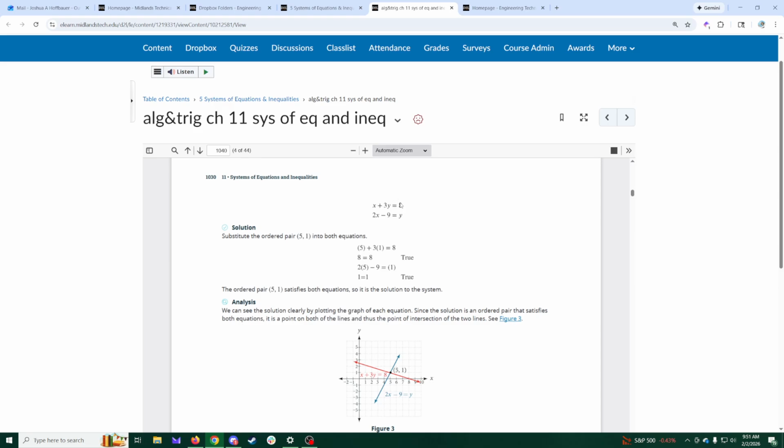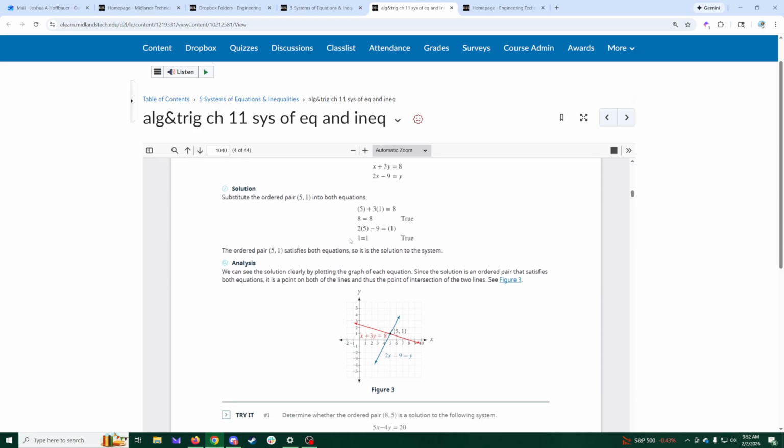For the first equation, the left side needs to equal 8 for that to be true. So you plug in 5 and you plug in 1. X is going to be 5, y is going to be 1, so 5 plus 3 times 1 does equal 8. So that means that 5, 1 is a point on this first line, and you get a true response for it. For the second equation, we will plug in 5 for x and 1 for y again. This equation already has y on one side, so we need the other side to become 1 for this one to be true, and that does in fact happen. So 2 times 5 minus 9 equals 1, that is true.